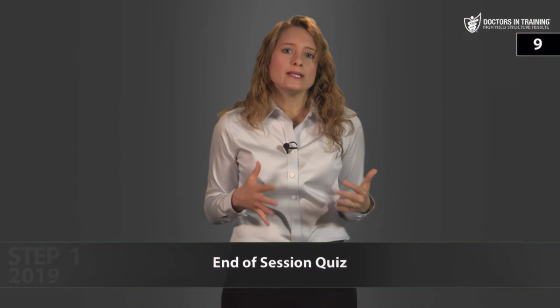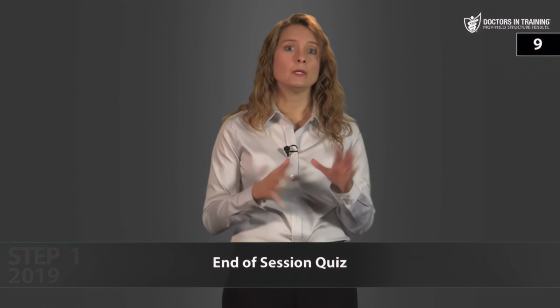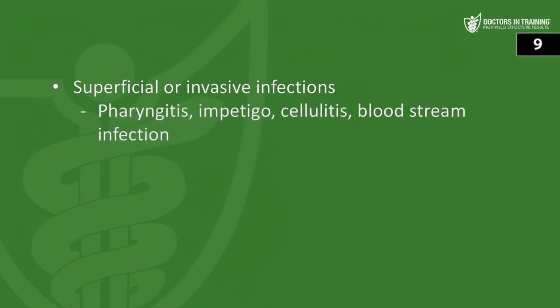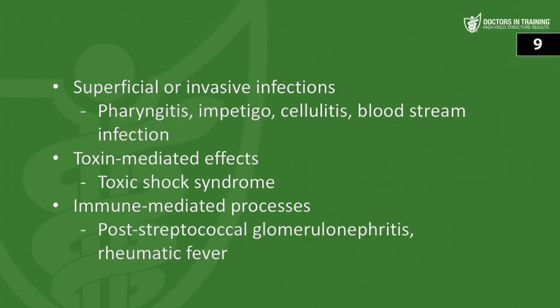And the next one, what types of disease processes are caused by strep pyogenes or group A strep? Group A strep can cause disease by multiple different mechanisms. We talked about how group A strep can cause superficial or invasive infections such as pharyngitis, impetigo, cellulitis, and bloodstream infection. We also talked about toxin-mediated effects of group A strep infections like toxic shock syndrome. And finally, we mentioned the immune-mediated processes associated with group A strep infections like post-streptococcal glomerulonephritis and rheumatic fever.